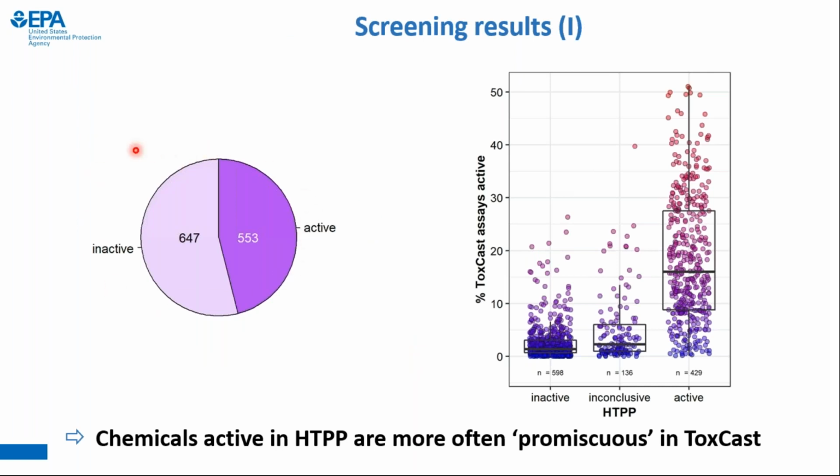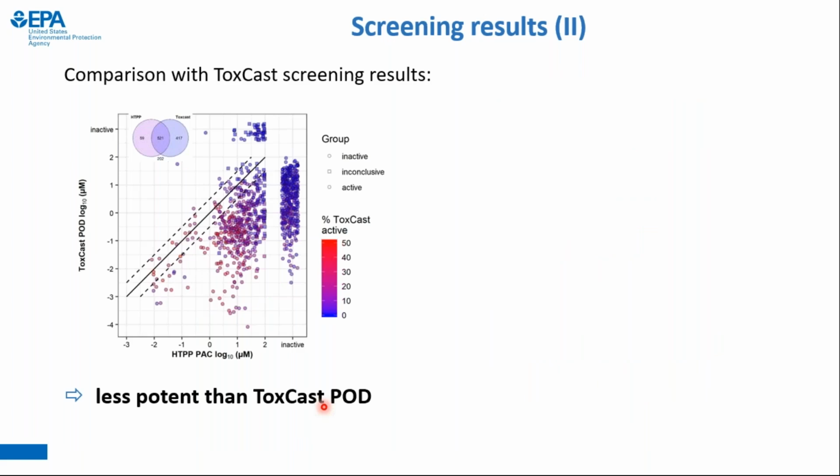What you can see here on the left is that in HTPP, a bit less than half of the chemicals were active. And on the right, you can see that the chemicals that were active in HTPP tend to have also a high frequency of being active in ToxCast assays. So we call them as having a high hit rate. While chemicals that are inactive in HTPP generally have a lower hit rate in ToxCast, and many of them have very few hits in these assays. So overall, I would say that chemicals that are active in HTPP are more often promiscuous in ToxCast.